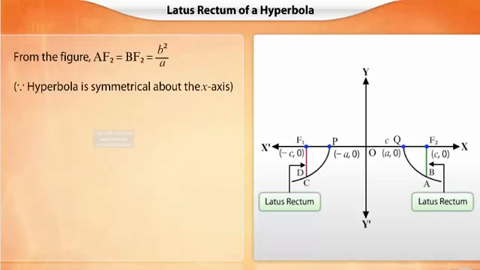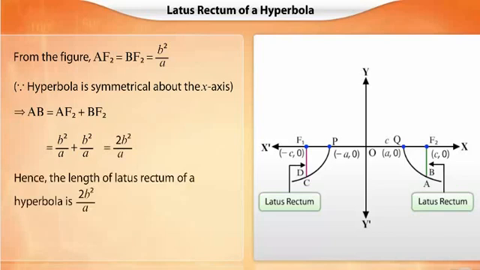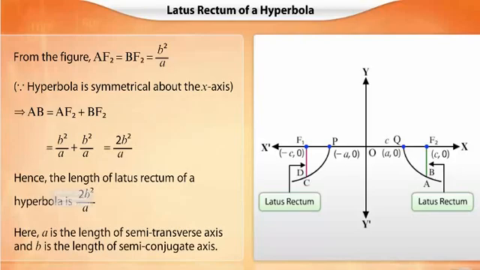Recall that a hyperbola is symmetrical about the x-axis. Hence, the distance between A and F2 is equal to the distance between B and F2. Hence, total length AB can be written as the sum of the lengths of AF2 and BF2. On substituting the values of AF2 and BF2 and adding, we get the latus rectum AB as 2b square upon a. Thus, the latus rectum of a hyperbola is 2b square upon a.